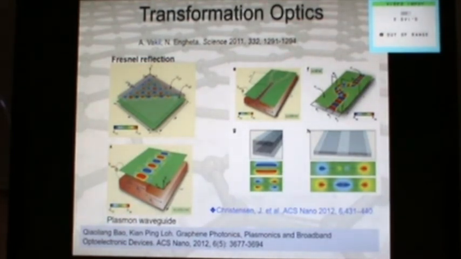Another possible application is for transformation optics. This is a theoretical paper by some researchers, published in Science. They propose a simulator with graphene on top of a waveguide. Basically, it has a bottom gate, and in between there is a dynamic material, because they have different states, giving different distances between the graphene and the bottom gate.